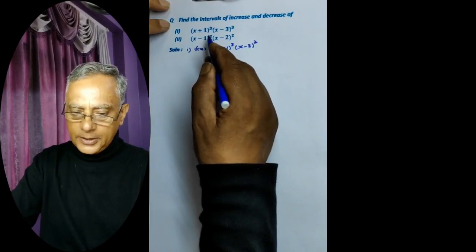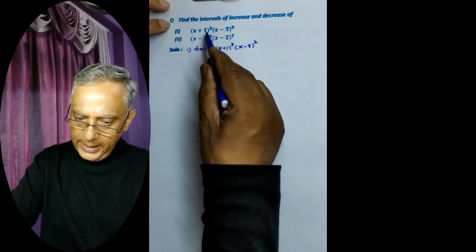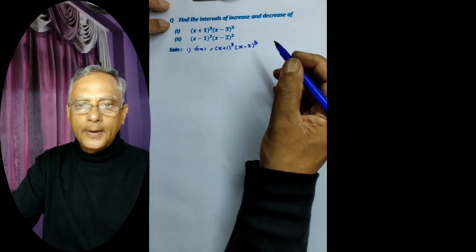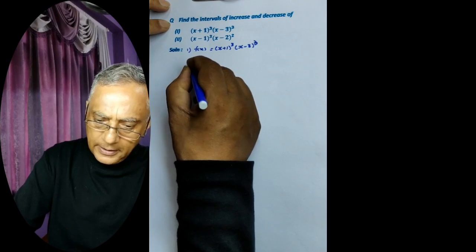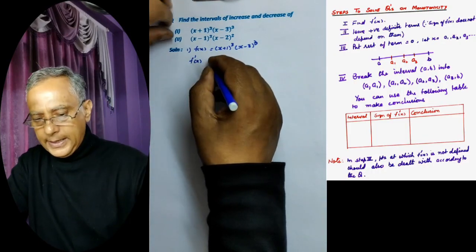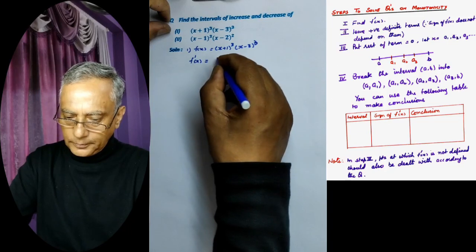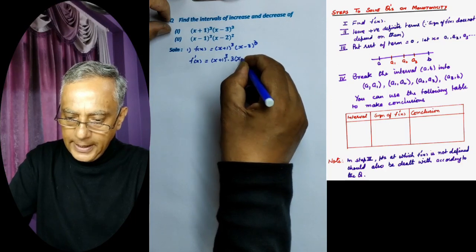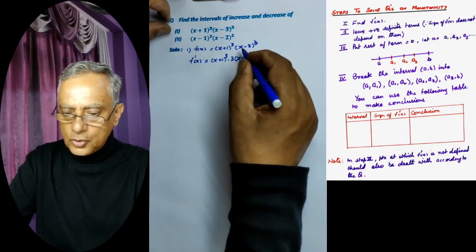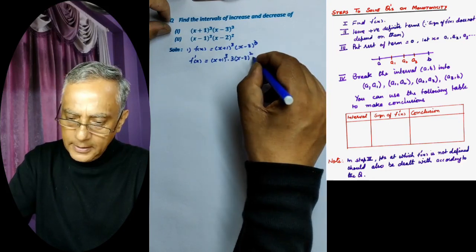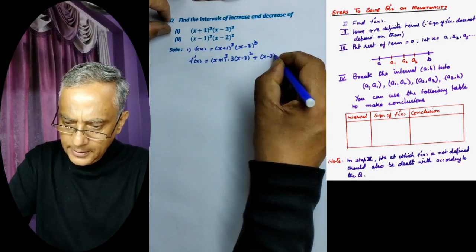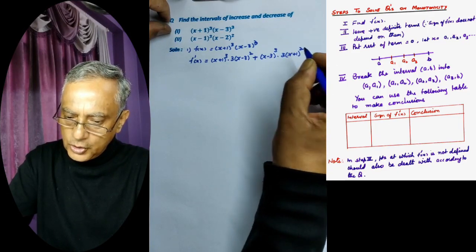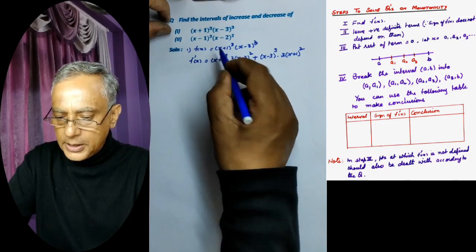Now we take up the next question. Here f(x) is given to be (x + 1)³ (x - 3)³. What we do is we first differentiate this function. f'(x) is equal to first function into differentiation of second, 3(x - 3)², and differentiation of inner function is 1, plus second function into differentiation of first. Differentiation of first is 3(x + 1)², and differentiation of inner function is 1.